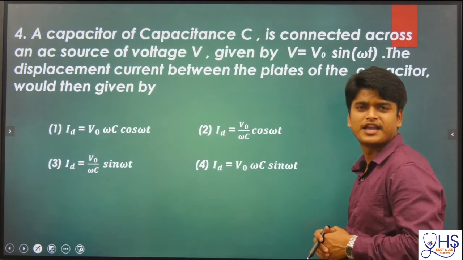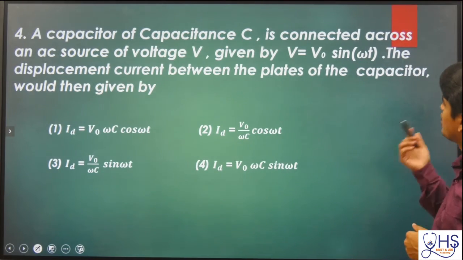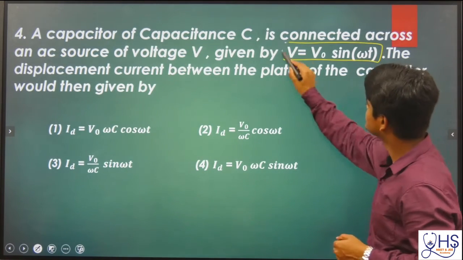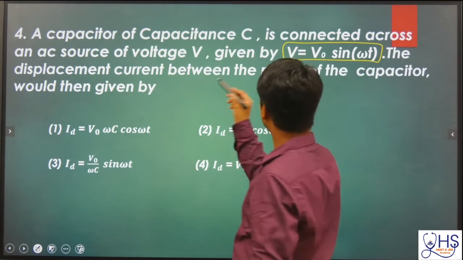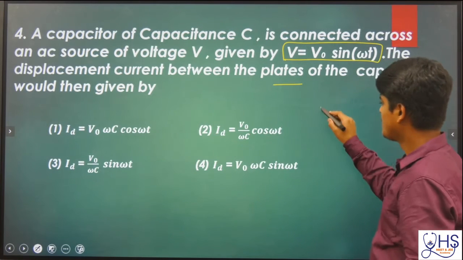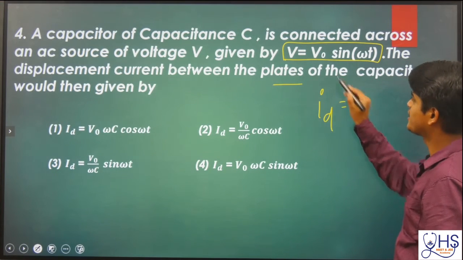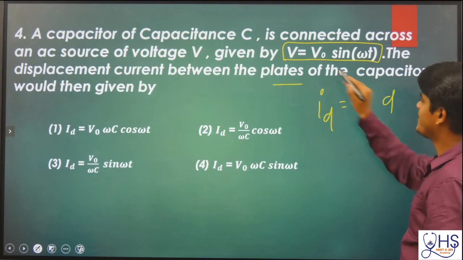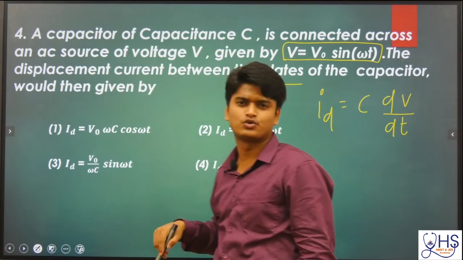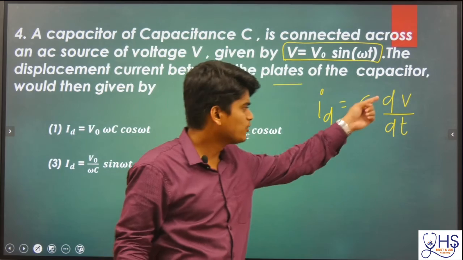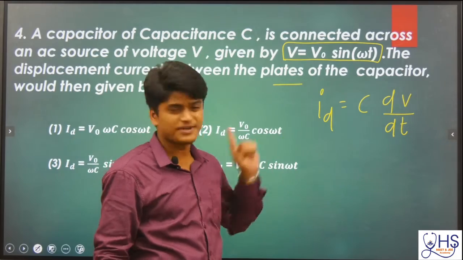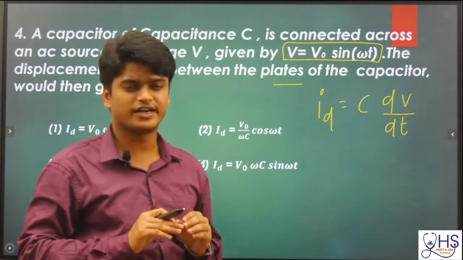Now here it is given that a capacitor of capacitance C is connected across an AC source of voltage V given by V equal to V naught sin omega t. Now the displacement current between the plates of the capacitor would be what? So here some expressions are given. Now directly I am writing that the displacement current is nothing but C into dV by dt, if the capacitor is C and the potential is V. So this is called a derivative with respect to time. So here you have to differentiate this potential whatever is given, and remember that displacement current and conduction current are a little different.